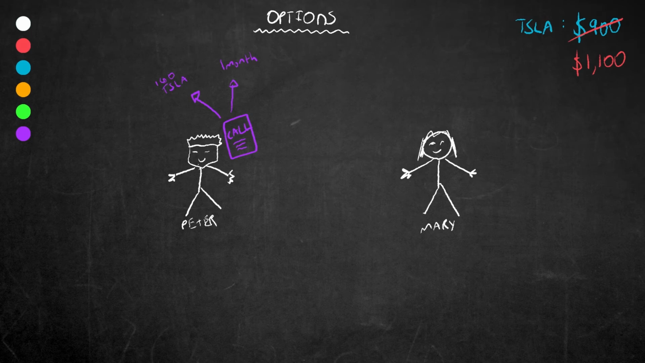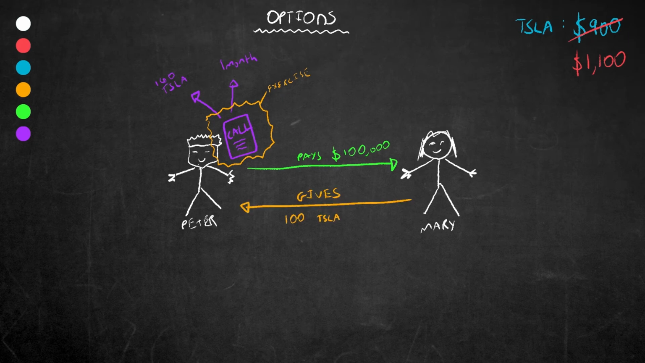So let's say Peter exercises this right. That means that he can spend now $100,000 to buy 100 shares in Tesla, and he pays Mary $100,000. Those shares need to come from somewhere, and Mary, having sold this call option to Peter, needs to now provide those shares of Tesla. So what is Peter's profit in this way?